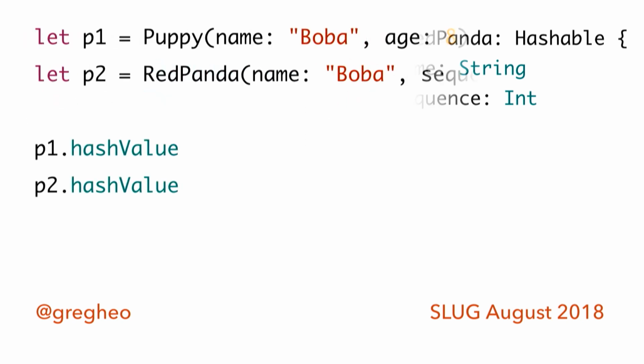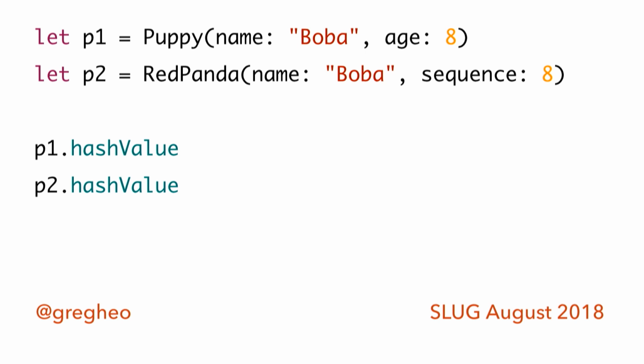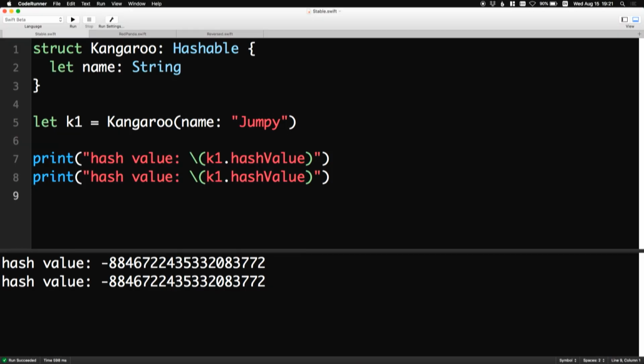So then the question is, if I instantiate a puppy with this name who is 8 years old, and I instantiate a red panda that happens to have the same name and is sequence number 8, and I take their hashes, then what's going to happen? So you can think about that. And let's give it a try.